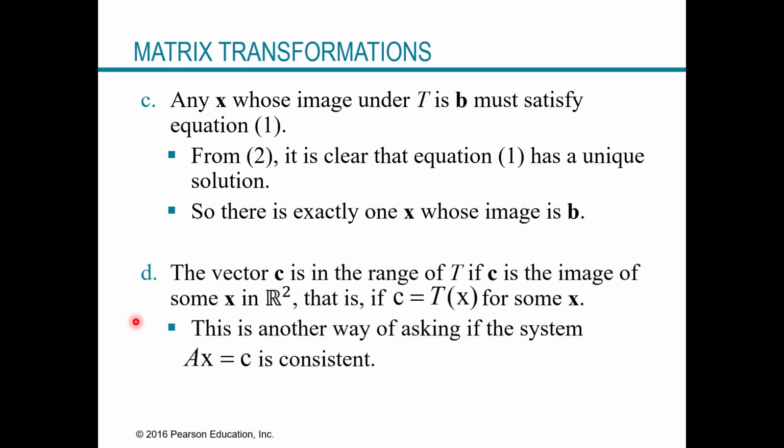All right, so the last part, part D, remember the question was, is c, the given vector, in the range of T? So the vector c is in the range of T if c is the image of some x in R2. And so another way to say that is that c equals T of x for some x. Because remember what the range is. It's just the set of images. When we take x, we plug it into our transformation, the result. So this is another way of asking if the system is consistent. Just Ax equals c. So really similar to what we did in part B. We're just using vector c this time.